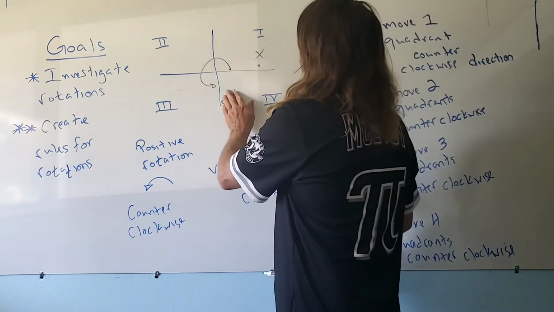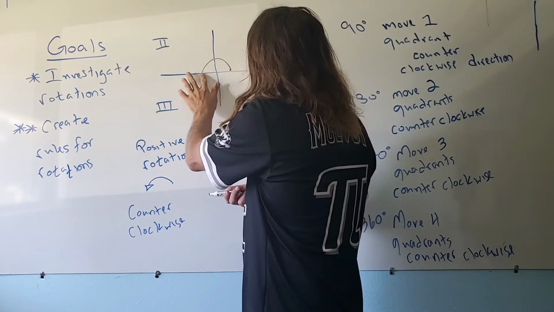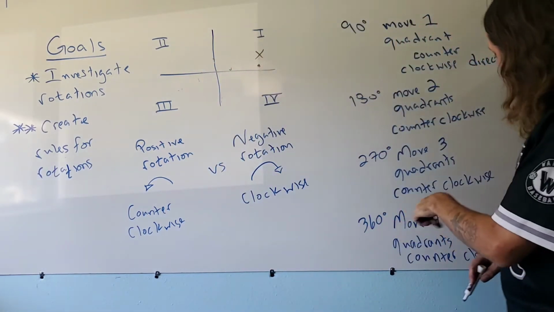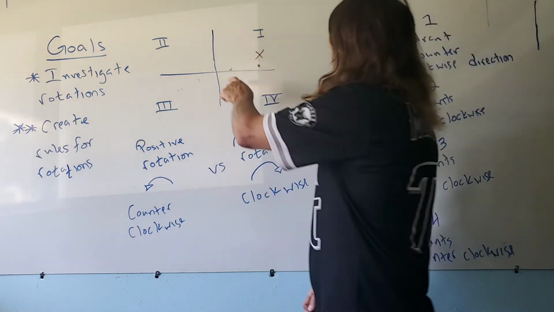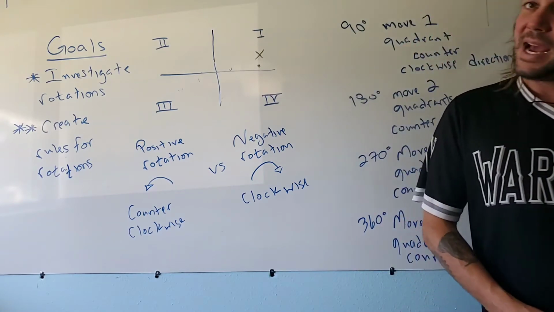All right, and we're going to start working on creating the rules. The rules are really easy to apply, and the last rotation is 360 degrees, where literally I'm saying I take this and I spin it all the way around and I end up back where I'm at.